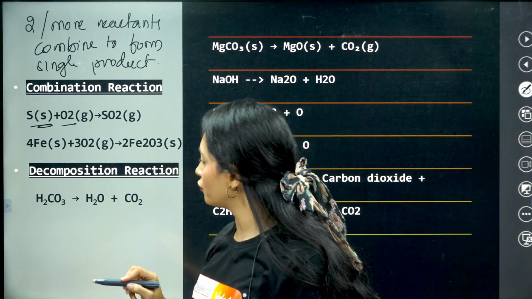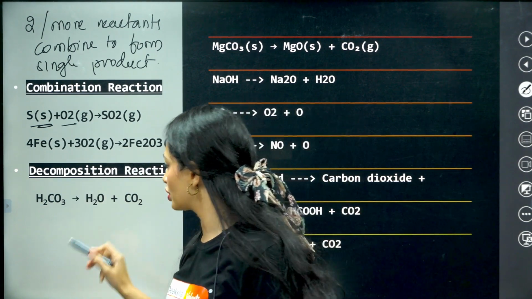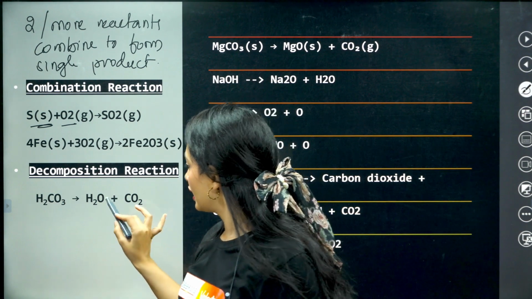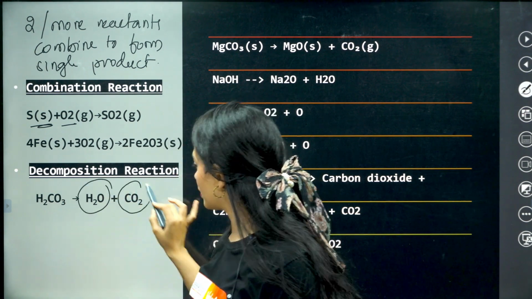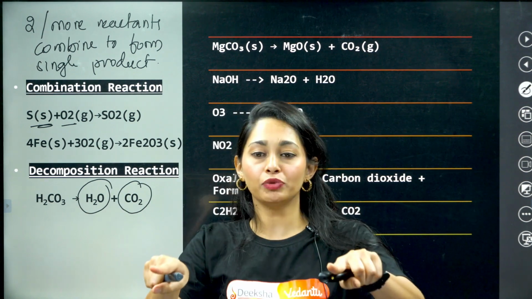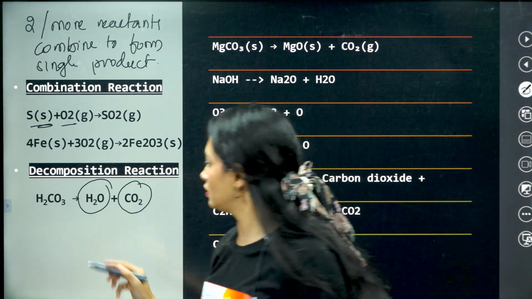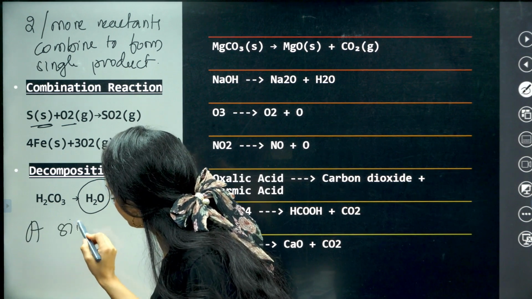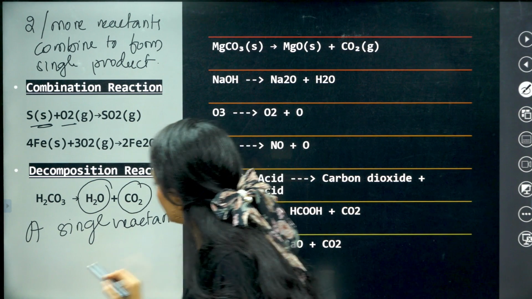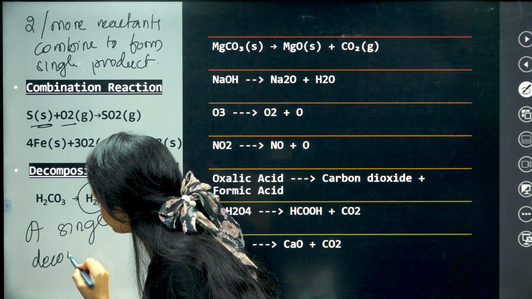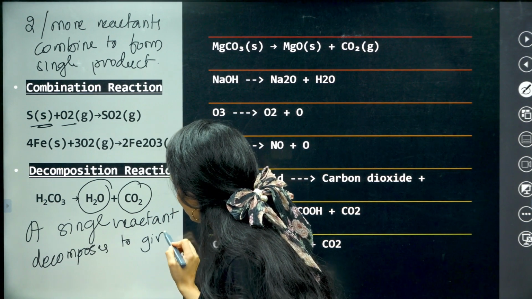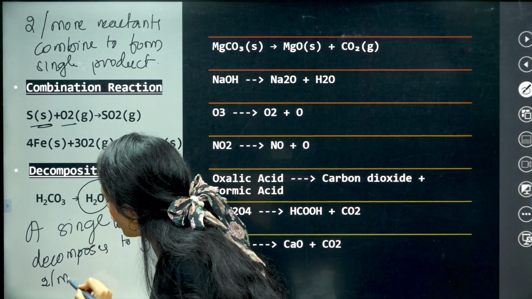Opposite to that of combination reaction is the decomposition reaction. Here you can see H2CO3, carbonic acid. It is going to give water and carbon dioxide. A single reactant breaks up, or decomposes, to give two or more products.